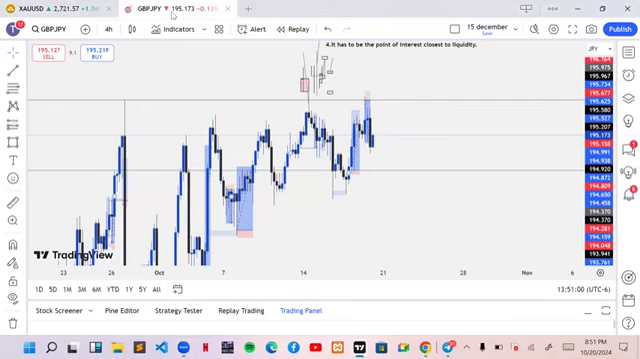The trade I took on DG, I didn't take a trade on DG. The breaker block was on BTC, I think.